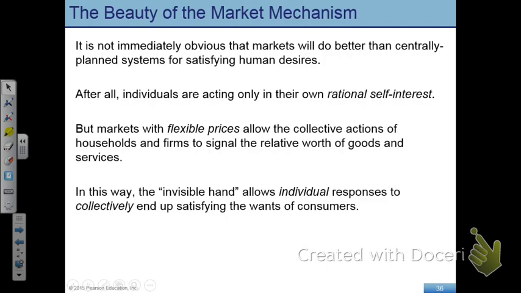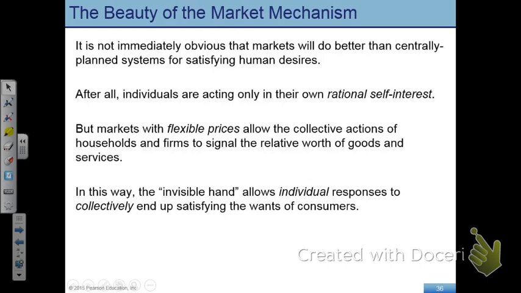So, a lot of discussions about the beauty of the market and what it does. Most of this stuff is self-explanatory. The market obviously offers this flexibility: if you can buy whatever you want to buy, you can sell whatever you want to sell.